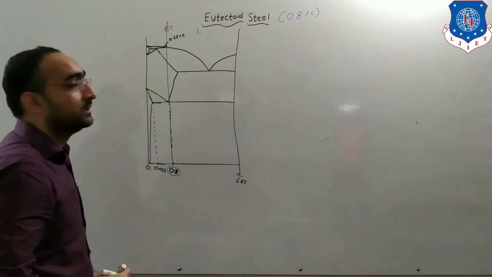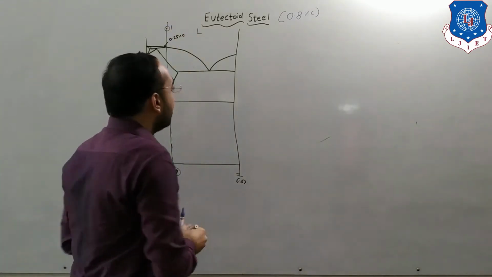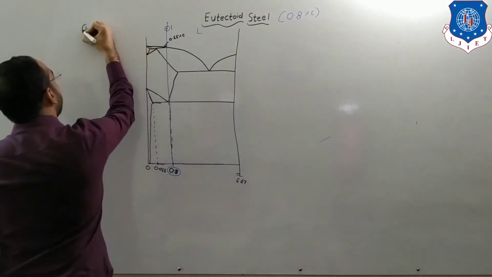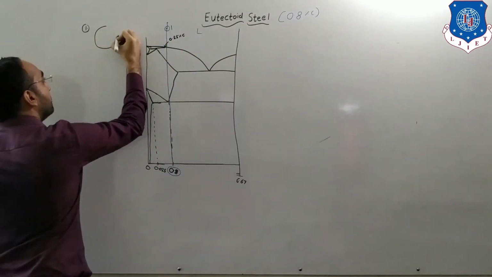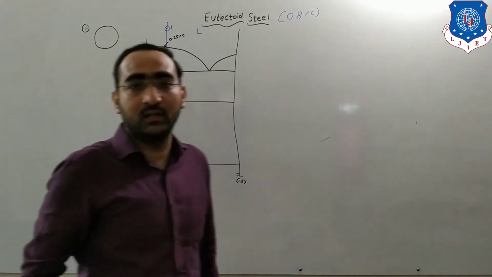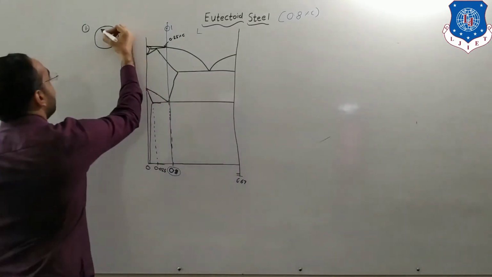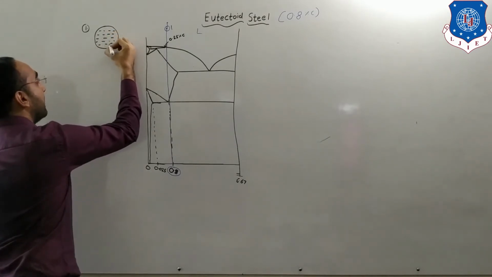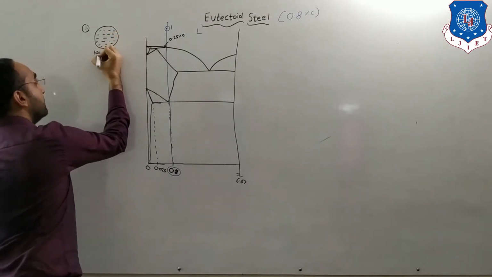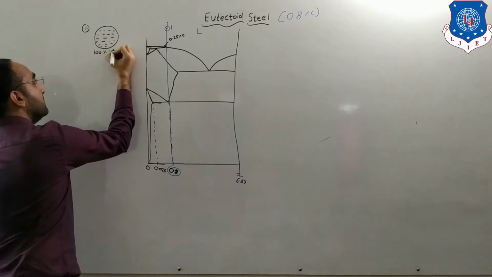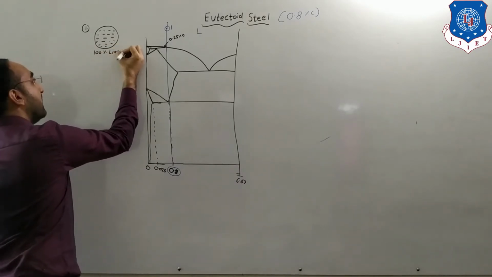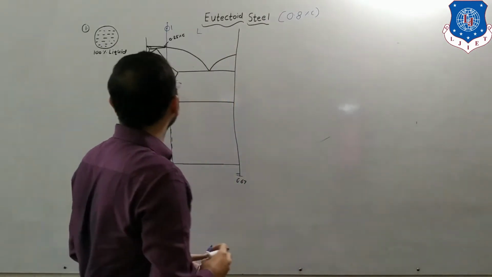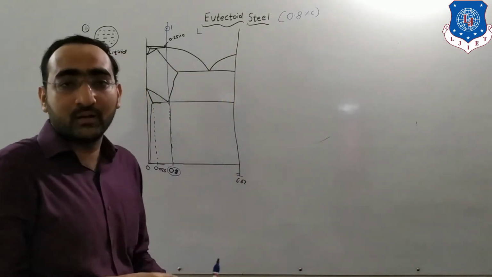Now from this zone, let us mark the first point over here. At this first position, the whole portion of your steel is in the liquid state. That means you can indicate the liquid in such a way. At the bottom we have to write that 100% liquid is present at point number 1. At point 1 there is 100% liquid present.